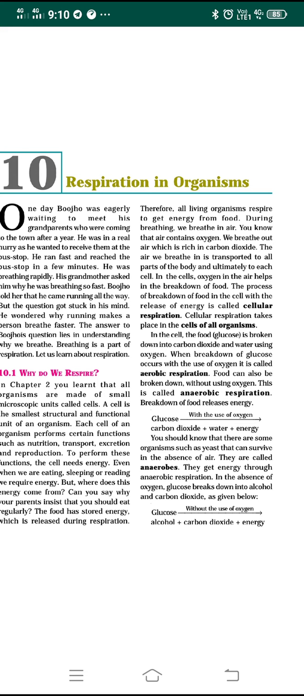The equation is as follows. Glucose breaks down without using oxygen, and the byproducts formed are alcohol plus carbon dioxide, and energy is released. In both cases, aerobic and anaerobic respiration, energy is released. Carbon dioxide is produced in both cases, but alcohol is produced only in anaerobic respiration.